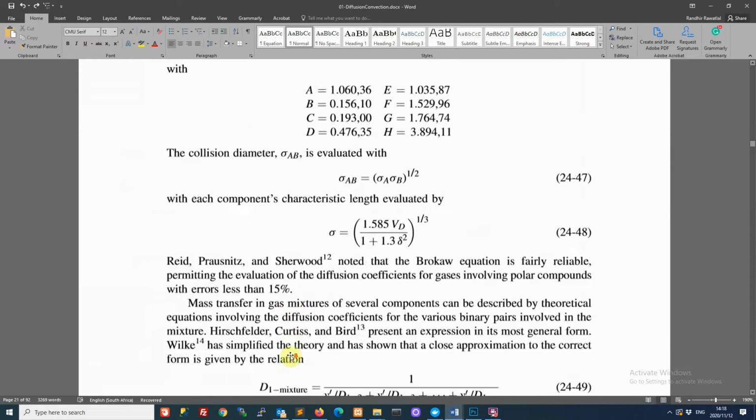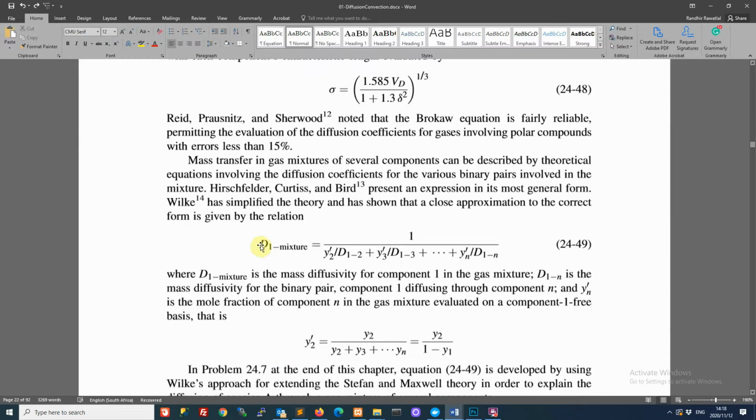So here is a so-called mixing rule. This pattern is fairly reliable in the case of gases. It gives errors less than 15%, so we consider that to be a fairly low error in this context. So here, let's say you have n components in your mixture, and you wanted to estimate the diffusivity of component 1 in that mixture. Then you use an expression like this, and these Y2 dashes are related to the mole fractions.